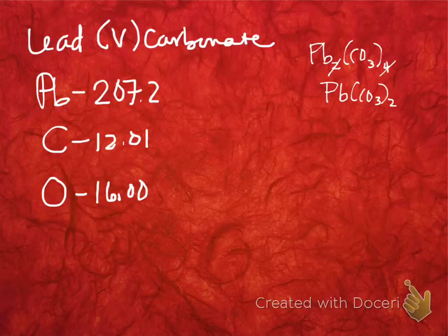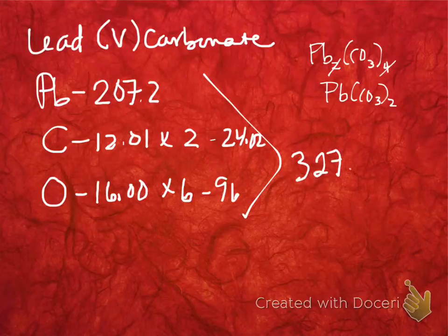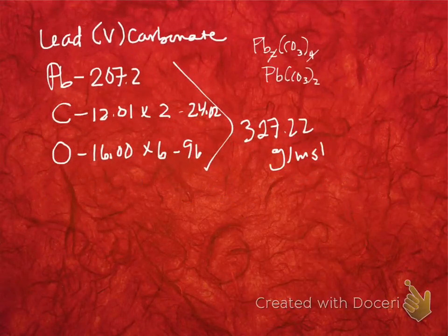So anyway, lead, it's heavy. We have 2 carbons, and we have a whopping 6 oxygens here. So a few people somehow missed that and thought that there were 3 oxygens, but you've got 2 actual carbonate ions for every single atom of lead. So this gives us 96, 24.02, and that's all by itself. Our total molar mass for this stuff is 327.22 grams per mole.